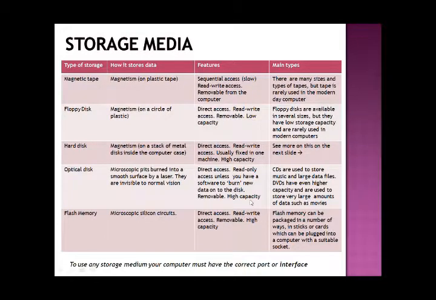Removable, high capacity. Main types: CDs are used to store music and large data files. DVDs have even higher capacity and are used to store very large amounts of data such as movies. Next type, flash memory. How it works: microscopic silicon circuits. Features: direct access, read-write accessible, removable, high capacity.